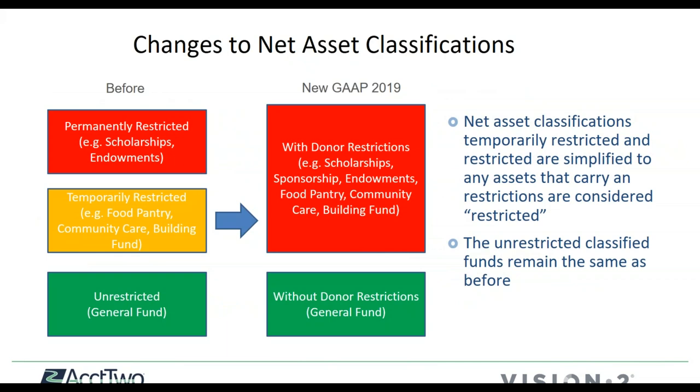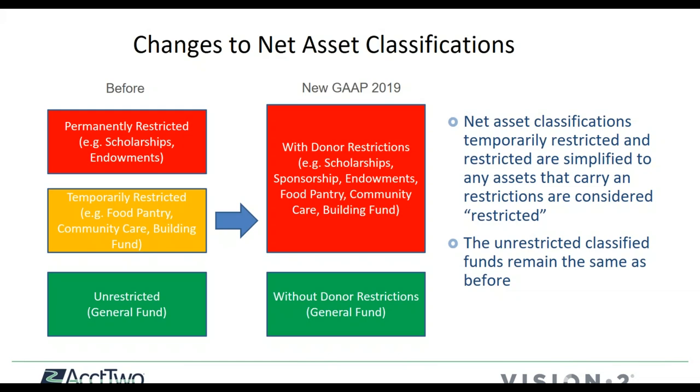So let's start off with the changes to net asset classification. We used to have three groups. Everybody remembers our restricted, temporarily restricted, and unrestricted concepts. The change to GAAP here is that everything that has a restriction is restricted. And the way they're looking at this is, can you use those funds immediately or not? From a liquidity perspective, that's why they're driving these two buckets.